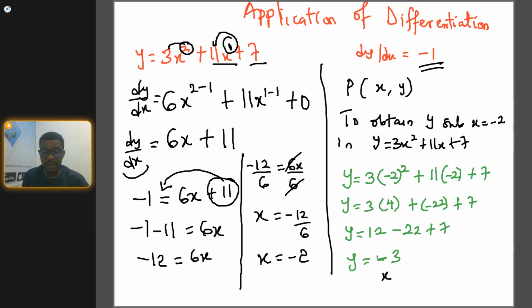Therefore, we've gotten the coordinates. Take note, x equals -2 and y equals -3. So coordinate P is equal to (-2, -3). Looking at this, x comes before y. So we have P coordinate is (-2, -3). I hope this is clear to us.